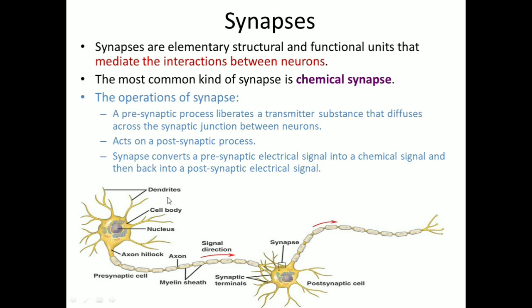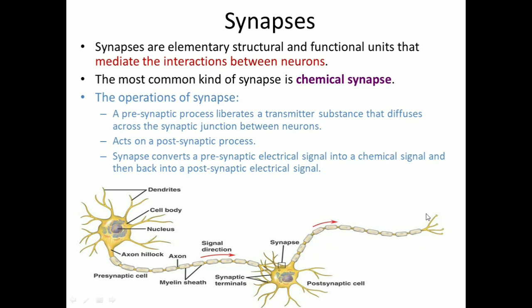Here you can see these are the dendrites of the neuron. This is the cell body, this is the nucleus, and this is the axon hillock, and this is called the presynaptic cell. This long tail-like structure between these two is called the axon, and this is called the myelin sheath. This is the signal direction from one neuron to another neuron, and these are the synaptic terminals, and this is the synapse. And this is called the postsynaptic cell, and now this is the communication direction from this particular cell to the other neuron cell.